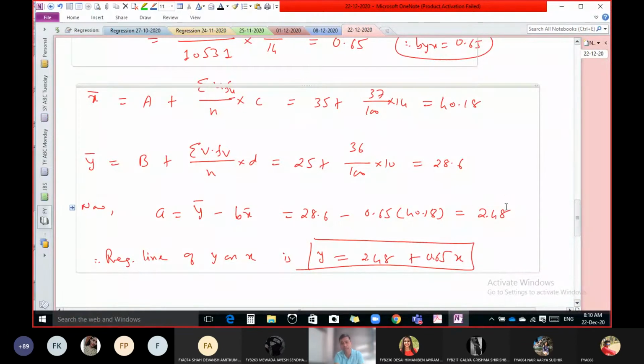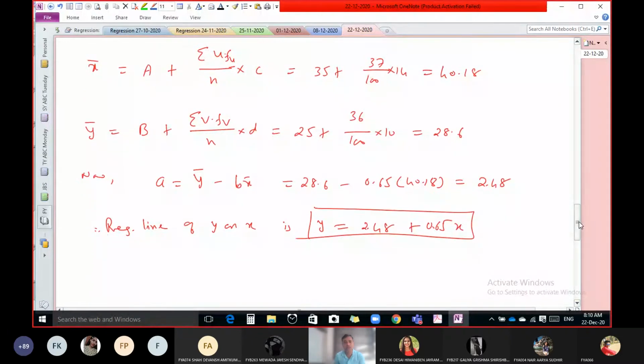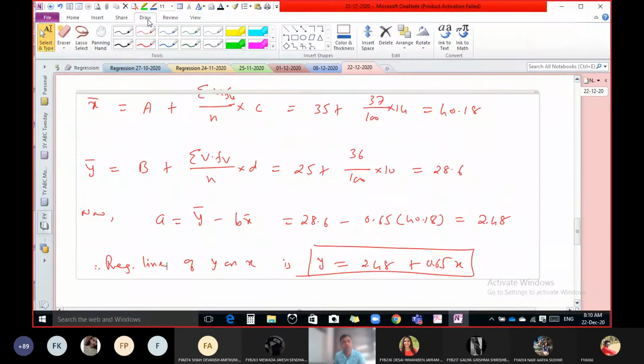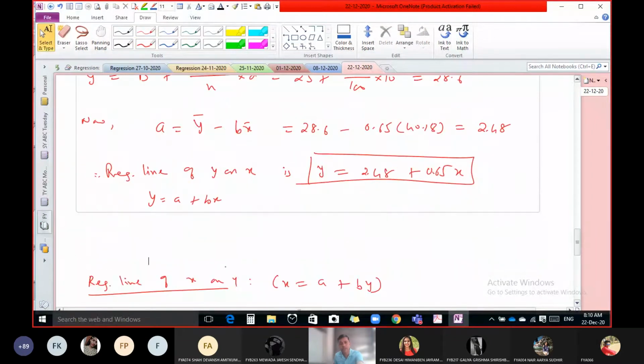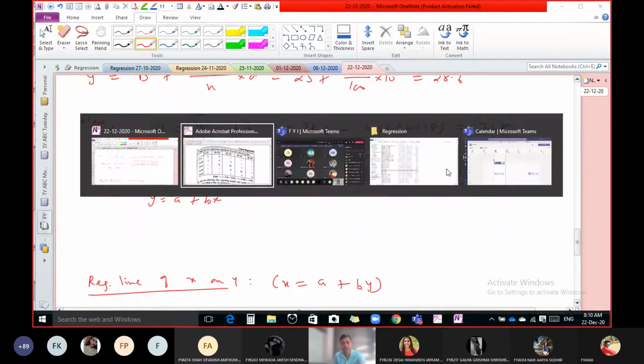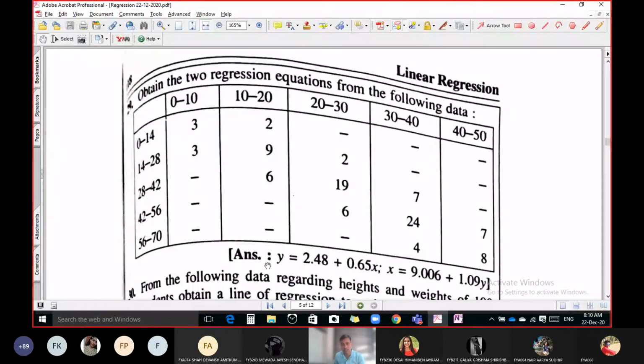Once we have value of A as well as B, you can easily calculate the regression line of y on x, because we know the standard form of y on x is y equal to A plus bx. So just substitute all the values, where A is 2.48 and B is 0.65, so we get the final answer y equal to 2.48 plus 0.65 x. So this is the answer.